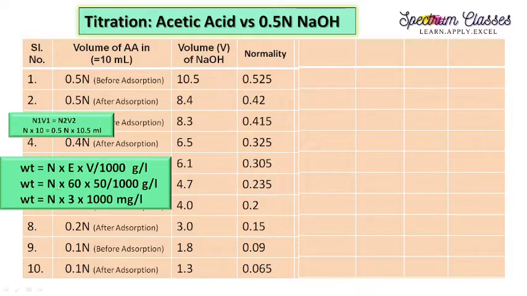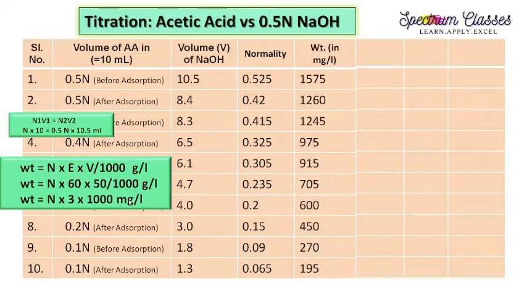right? And this is normality into 3 grams per liter. But this grams per liter, I have to convert into milligrams per liter. If I do not convert it into milligrams per liter, then what will I get? I will get 1.575, 1.260, 1.245, and here 0.975. But my ultimate goal is to get the log values. And if I get the log value of 0.975 grams, then I will get a negative value. So just to avoid that negative value, I convert grams into milligrams. Fine.